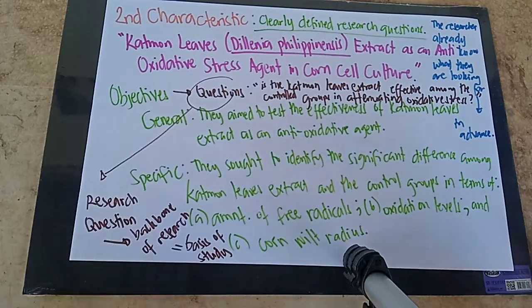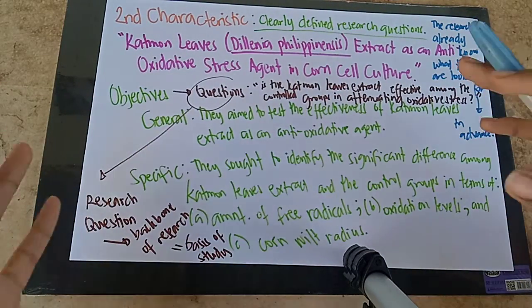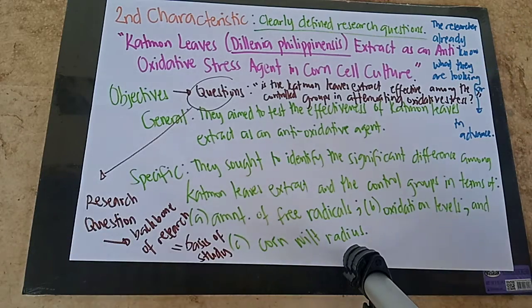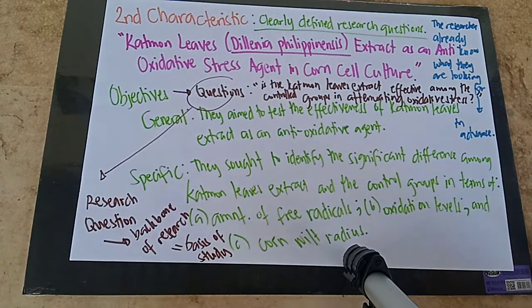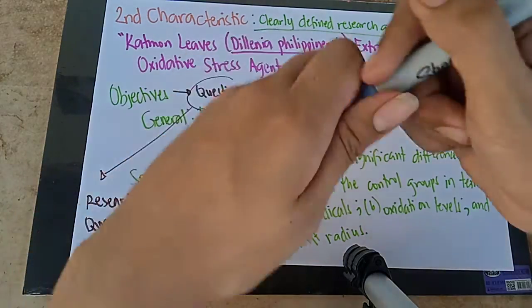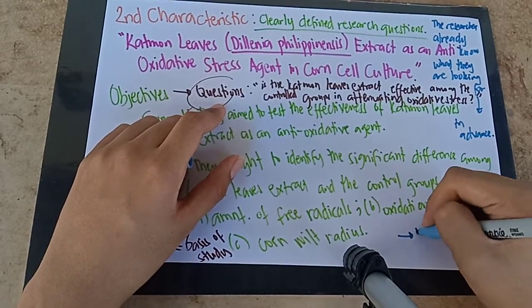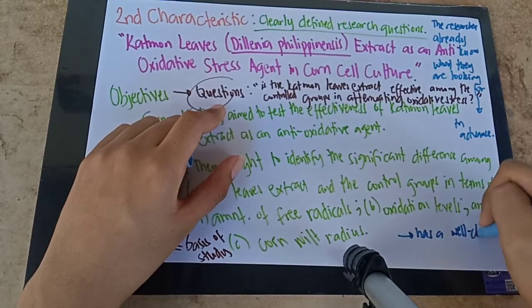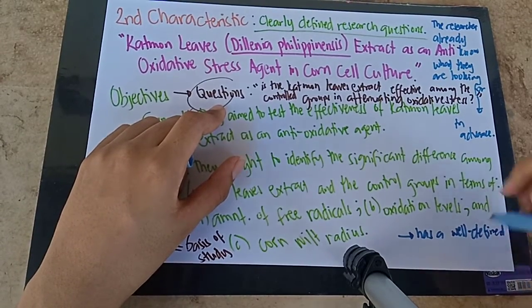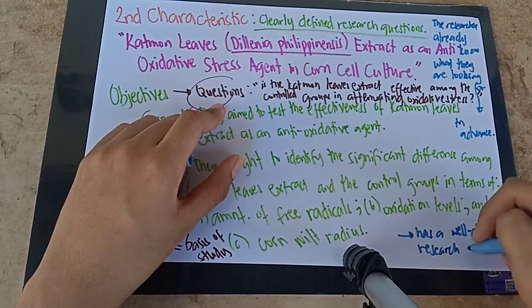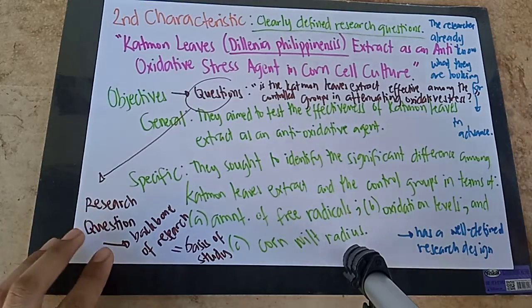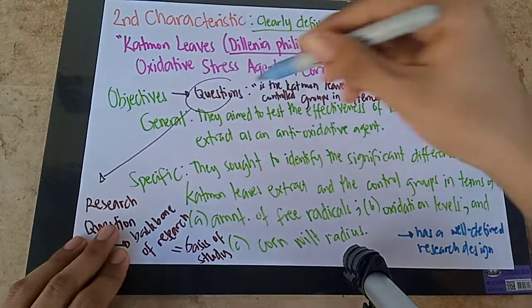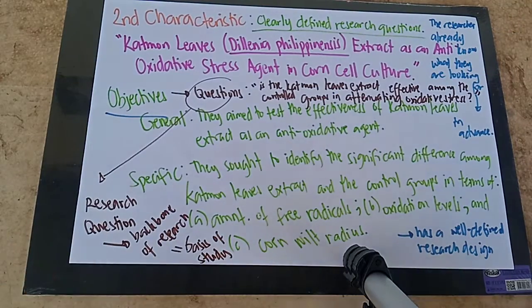So meaning to say, quantitative research has a well-defined research design. All aspects of the study are carefully designed before the data are gathered. So the researchers planned the study well before gathering data. They first identified their objectives before they gathered data, before they performed experimentations.